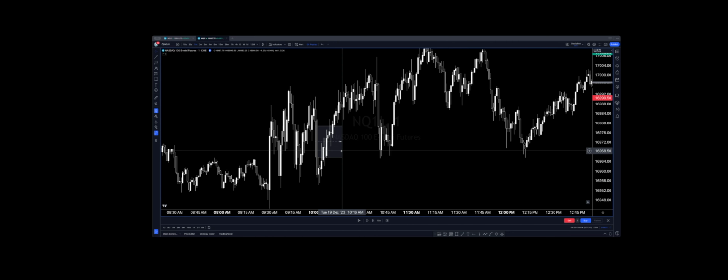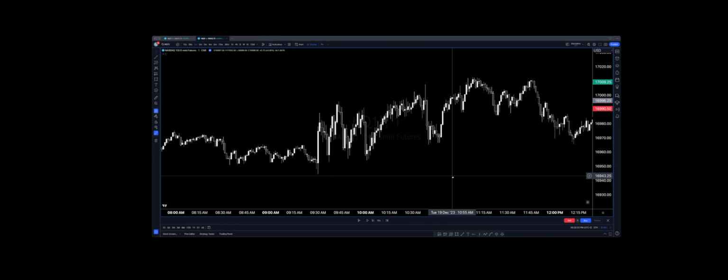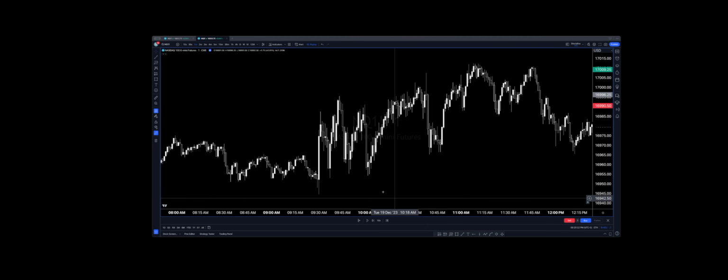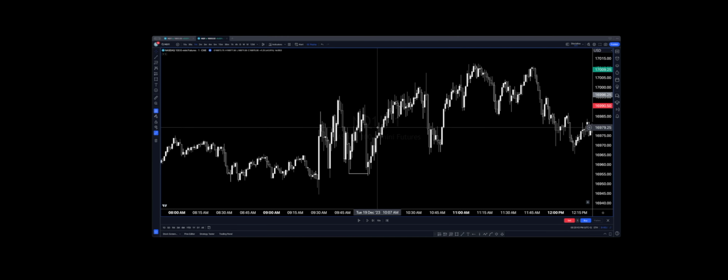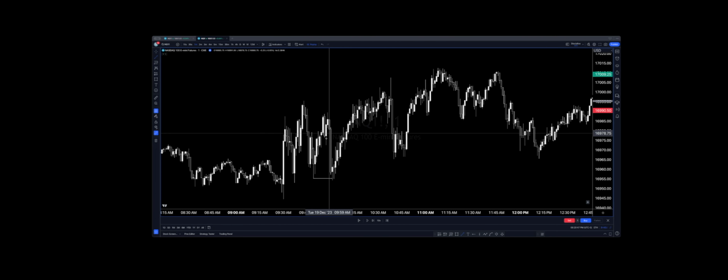Here, let me take this out. So what am I waiting for? A stop raid. So what happens here? NQ displaces down but fails to displace below the low. And once I see this displacement right back up, I know that we're going for this buy side here. So I draw this out.